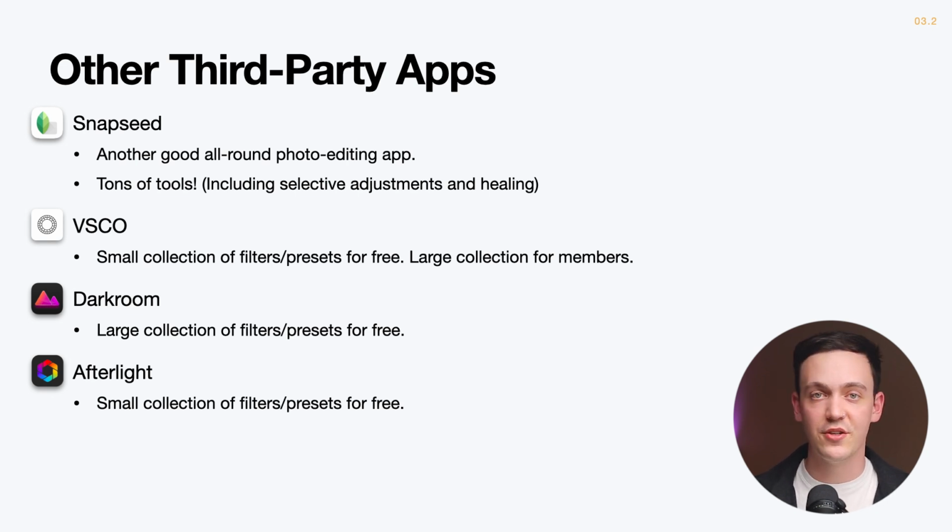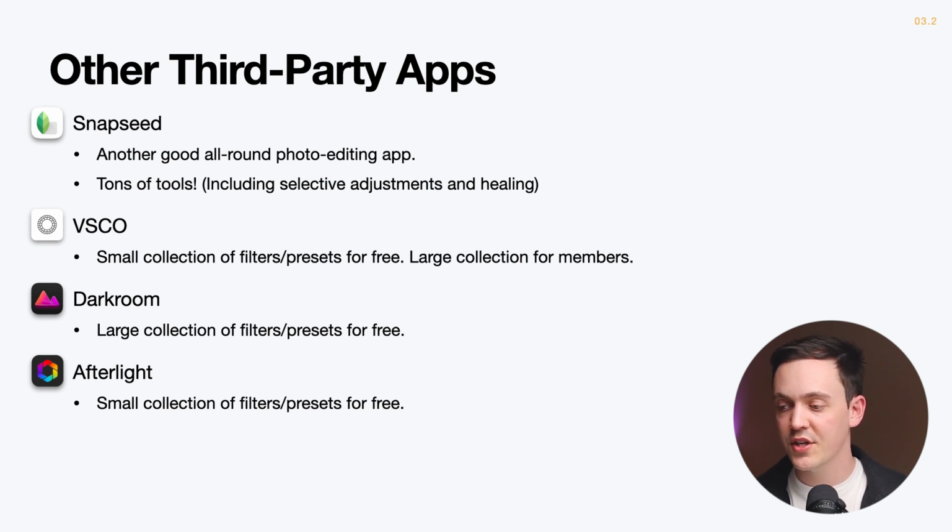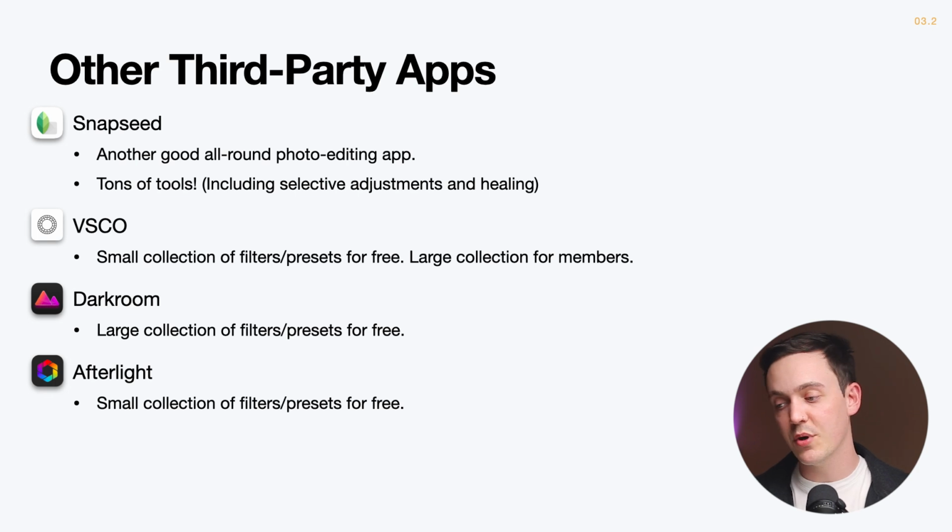VSCO is another great third-party app that is primarily known for its filters. In order to access most of what VSCO has to offer, you do need a premium account. And if you don't, you're going to hit a bunch of paywalls. If you don't mind getting past the constant prompts to buy their premium software, then I would highly recommend it. Darkroom and Afterlight both provide a similar service to VSCO. Their main editing tools are still surpassed by Lightroom Mobile and possibly even the Photos app, but they offer different filters and presets that can stylize your images and just aren't available in Photos or Lightroom.